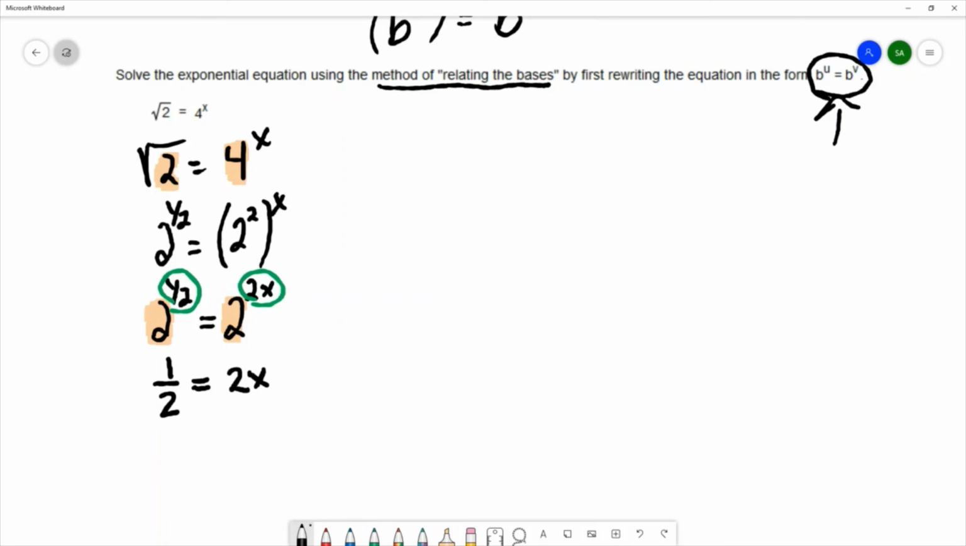And now that I have a simpler equation, I can solve for x, and I'll multiply by the reciprocal. The reciprocal of 2 over 1 is 1 over 2. So on the left I get 1/4, and on the right I get those 2's canceling, and I get x equals 1/4. So that is the solution to this equation, x equals 1/4.